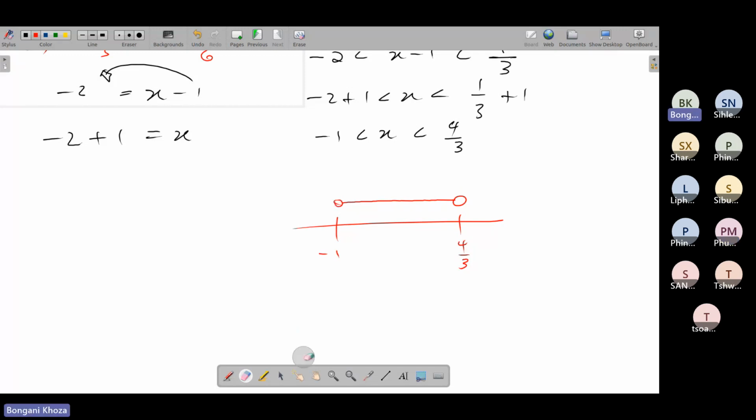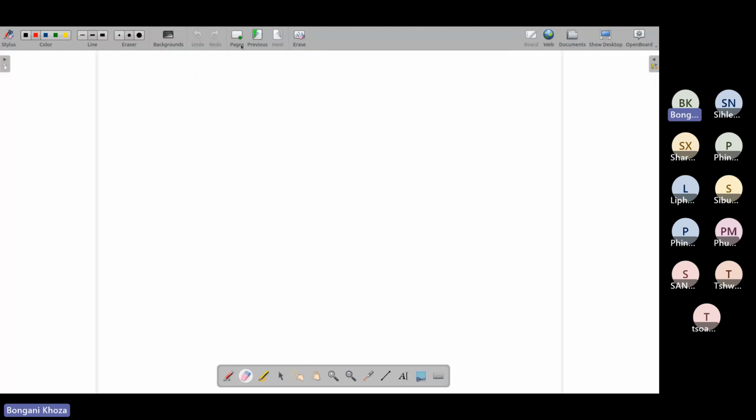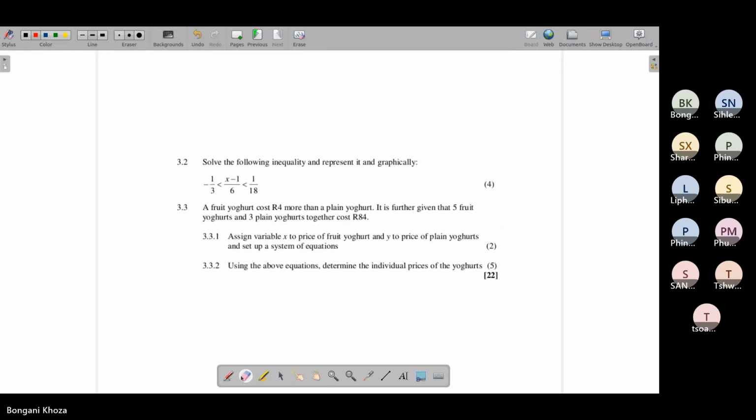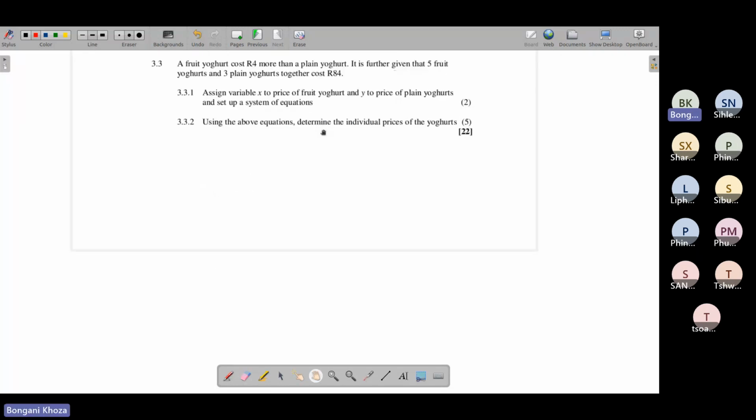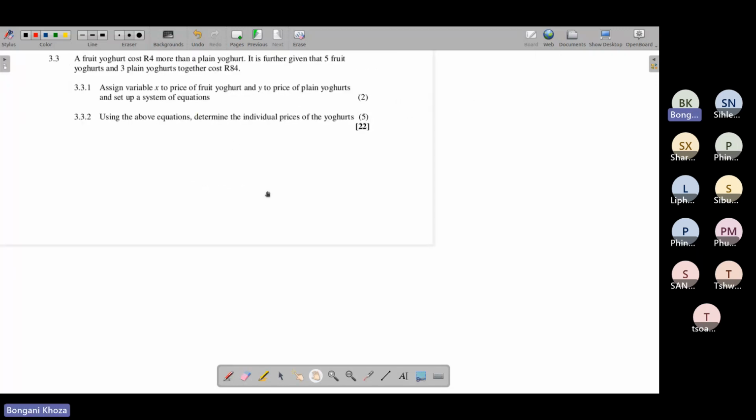All right. Next question, I think it's a word problem. So we're supposed to take that statement and make it an equation. Right, so we are told that a fruit yogurt costs 4 rand more than a plain yogurt.